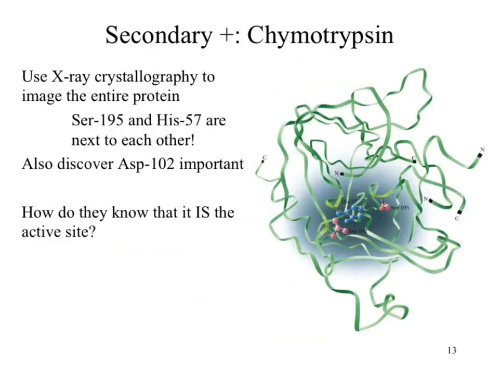I really wanted to finish this, but I don't think I'm going to, so I'll go ahead and stop it there. Secondary structure, we'll pick up with that: how did those amino acids get near each other? How does it fold back on itself to get them back together?